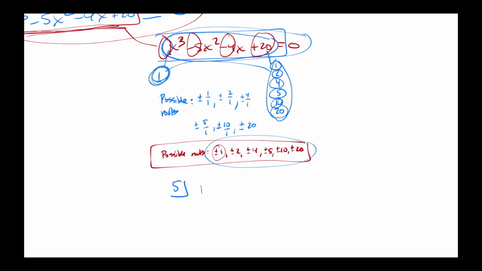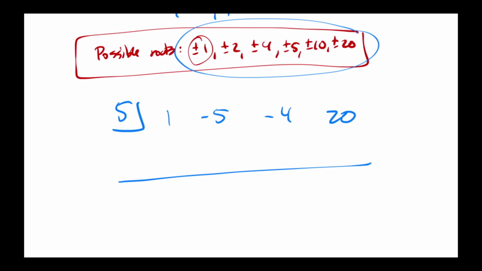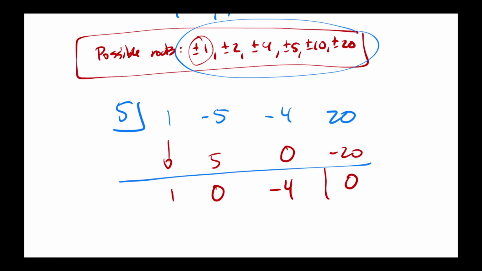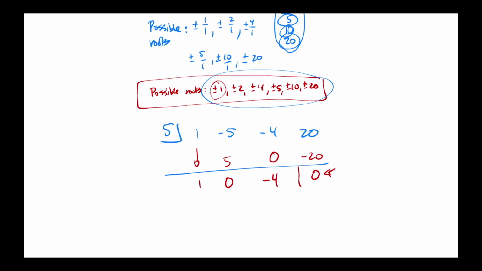Get all the coefficients: 1, -5, -4, and 20. If I do that, I bring this down. That's 1. 5 times 1 is 5. -5 plus 5 is 0. 5 times 0 is 0. -4 plus 0 is -4. 5 times -4 is -20. And ooh, look at this. I have a remainder of 0. So that means 5 is a root.